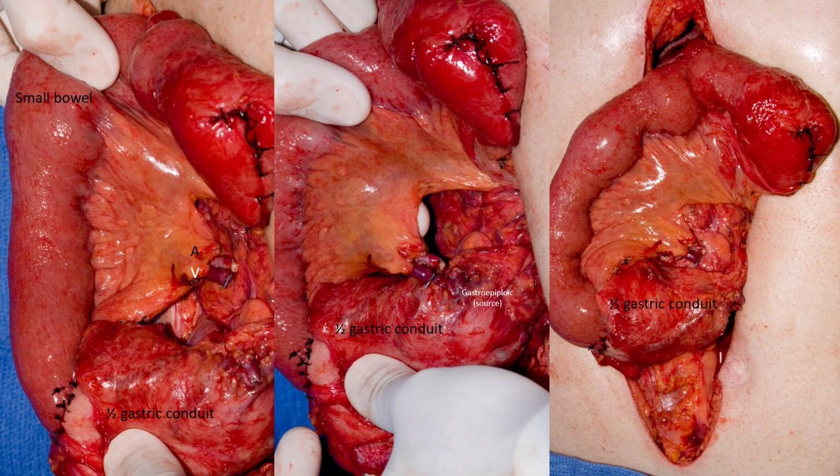The artery and vein are highlighted in the image to the left, where you have only half of a gastric conduit and an extended length of small bowel. In the central image, you can see the gastroepiploic source that's been anastomosed, and the gastric conduit. And then to the far right, you can see the half of the gastric conduit with the anastomosis intact.